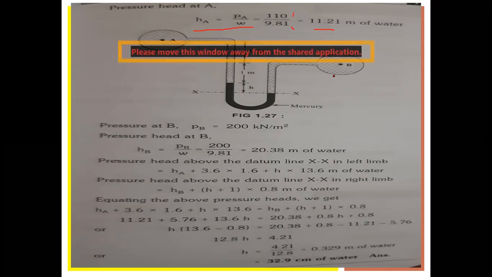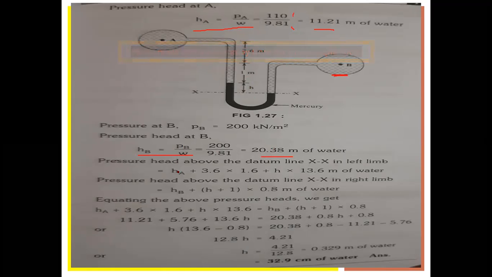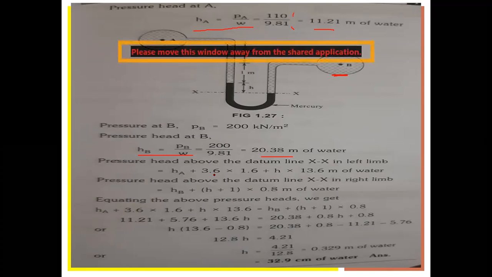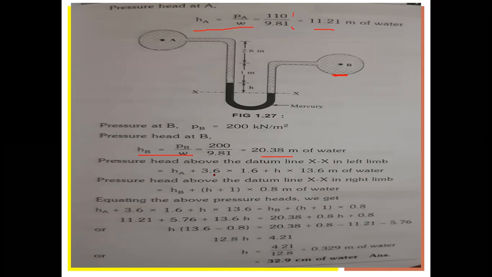Now let us find the pressure at B. Now apply the same formula. HB is equal to PB by W, that is equal to 200 by 9.81, that is equal to 20.38 meters of water. Now the pressure head at the datum line XX in the left limb, that implies HA plus 3.6. What is the 3.6 here? The 3.6 is the value you have got, 3.6.